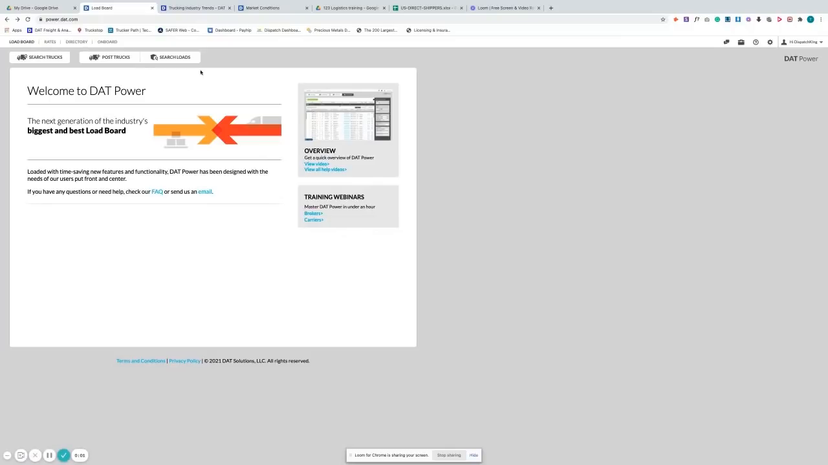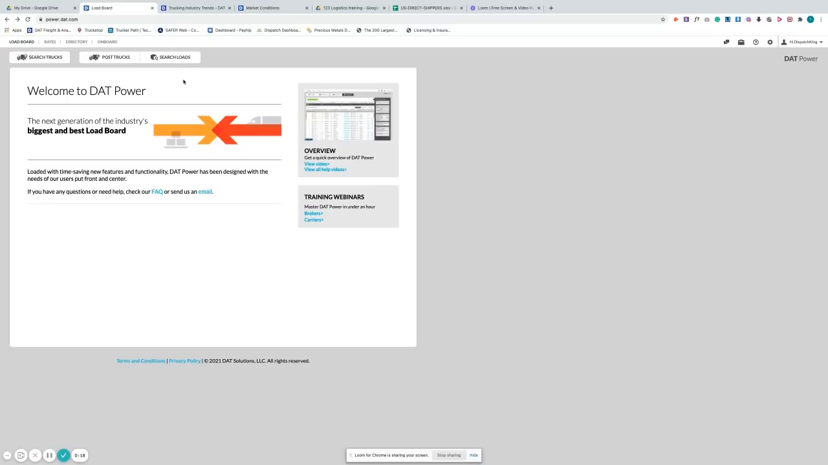I use the DAT power load board. I'm gonna show you how to navigate around it, and some strategies to use before booking a load. And with that being said, let's get started.